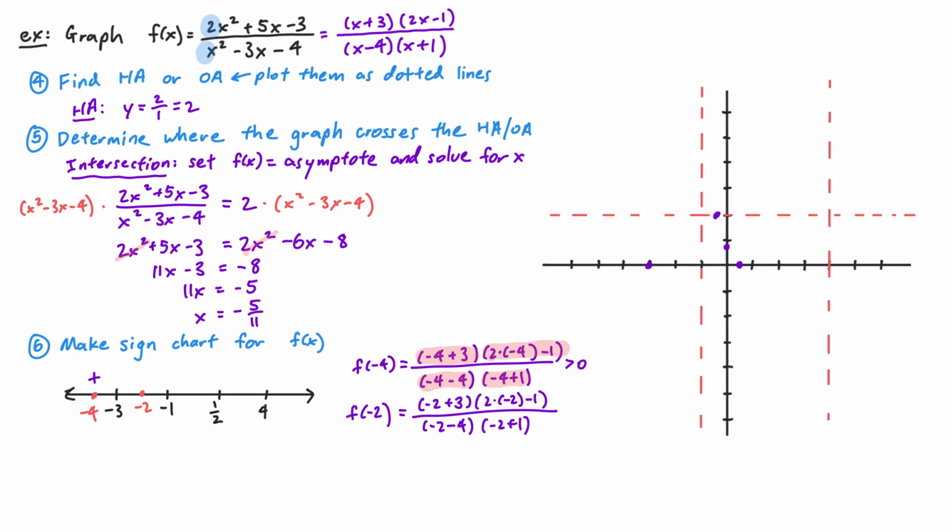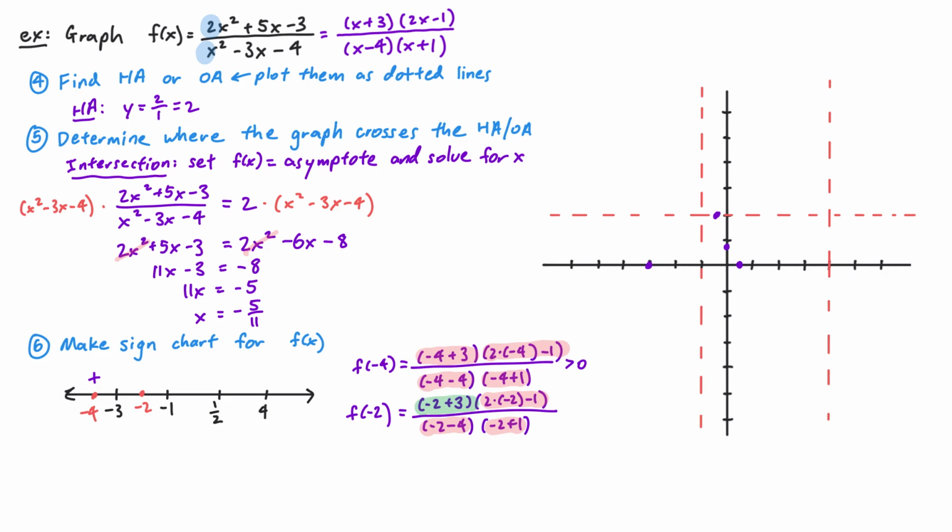Once again, let's determine the sign of each of our factors. -2 plus 3, that's going to be positive, so let's highlight that factor in green. 2 times -2 minus 1, that's negative, so I'll highlight it in red. -2 minus 4 is negative, so highlight that in red. -2 plus 1 is also negative, so we'll highlight that in red as well.